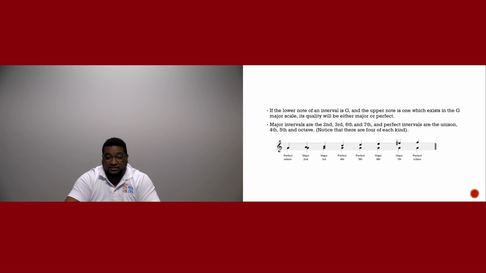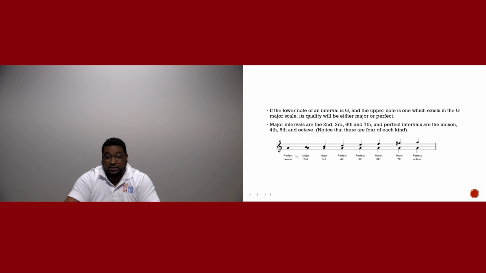So we have the perfect unison that looks like that. Major second looks like that. A major third. Then we have a perfect fourth that looks like that. Perfect fifth looking like that. Major sixth looking like that. Major seventh. And we have a perfect octave. Sometimes you can just look at the picture of the notes and tell the interval based on the spacing, which is what we practice to do.